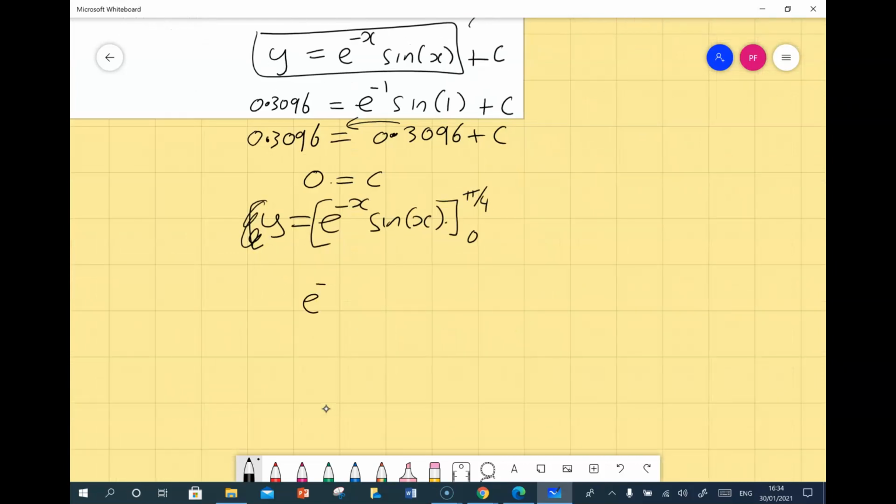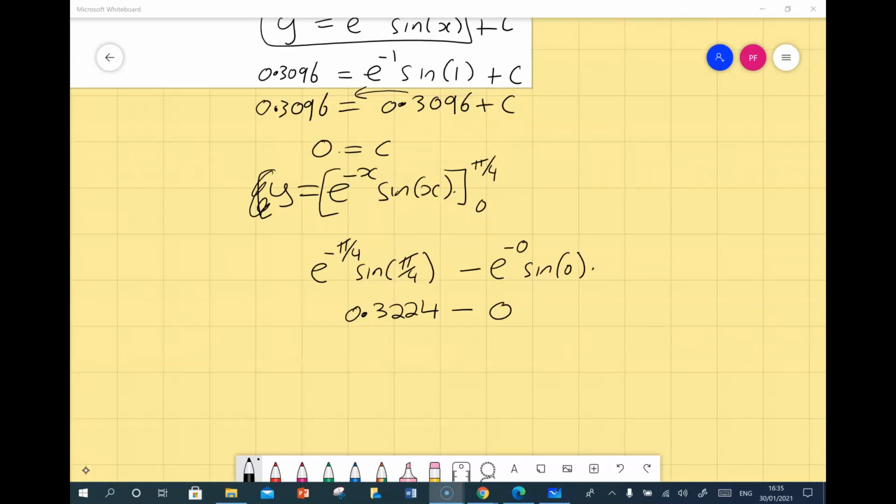e to the power of minus pi over 4 sine of pi over 4, minus e to the power of minus 0 sine of 0. Okay, so I'll work those out. We get 0.3224 minus 0, and that's just equal to 0.3224.